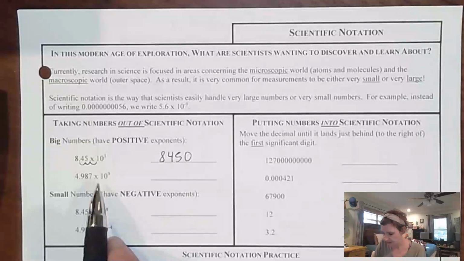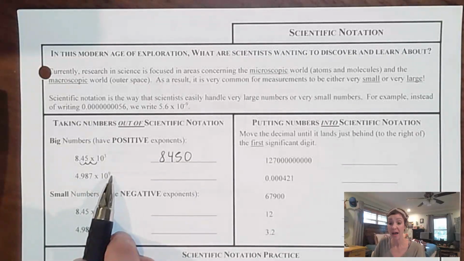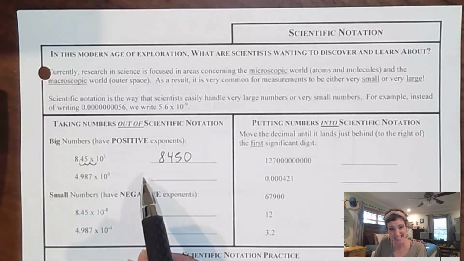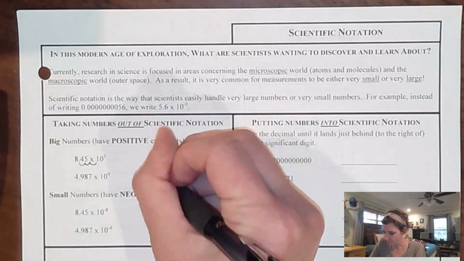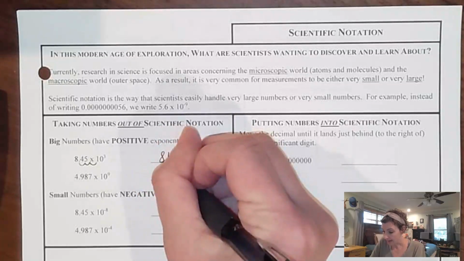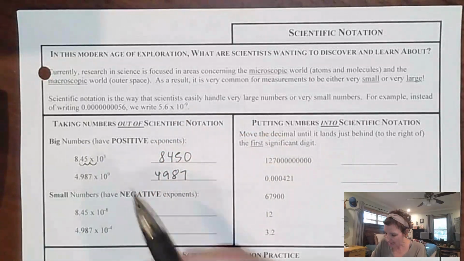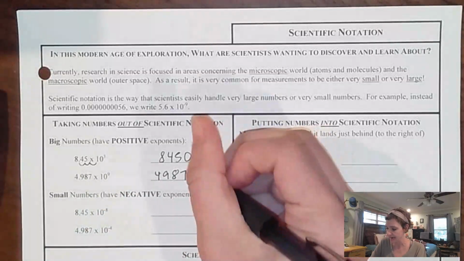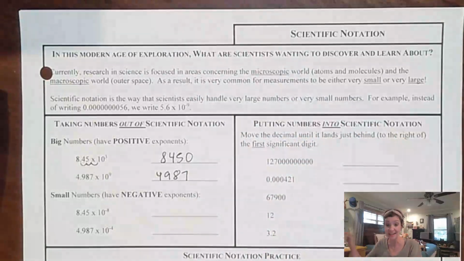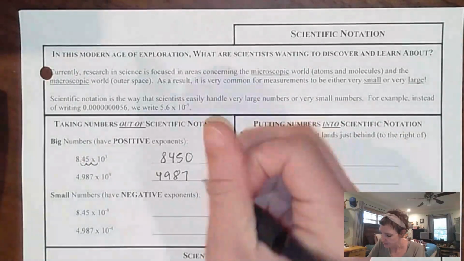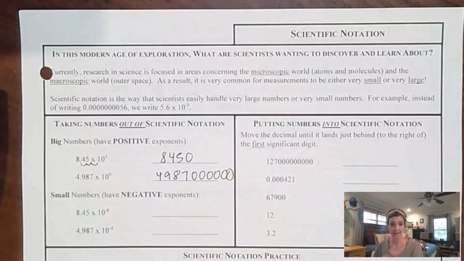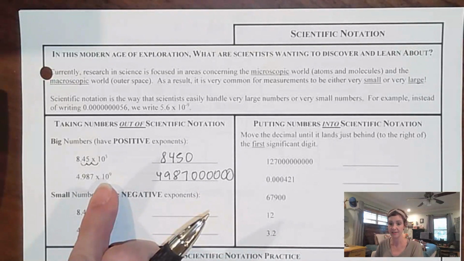Okay, next one. I got 10 to the 9th, positive. We are making this number bigger than what it is. I got to move this 9 places this way. So I'm going to write 4, 9, 8, 7. To get that far, I had to move 1, 2, 3 places out of the 9, which means I need to add 6 zeros to complete that full 9 run. So 1, 2, 3, 4, 5, 6. Yes, once again, these big numbers are represented by positive exponents.